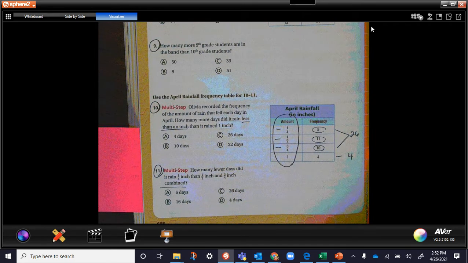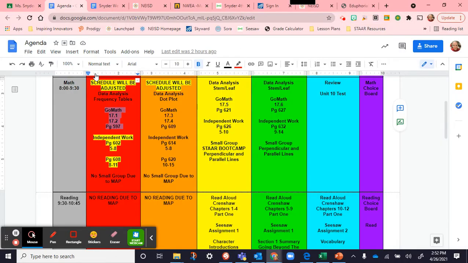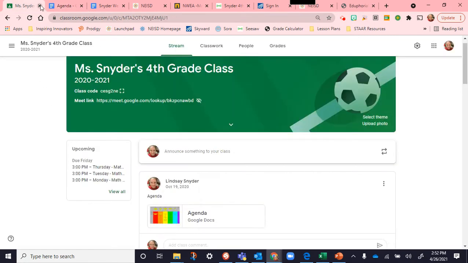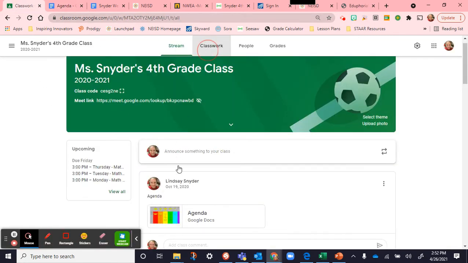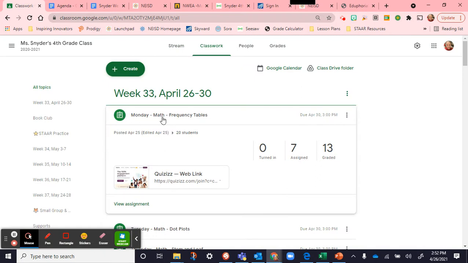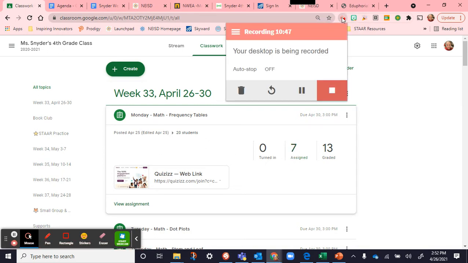Once you get all that filled out in your book, then you're going to go to Google Classroom and enter those answers in quizzes, which is on your classwork here. There's Monday math frequency tables. So go ahead, we've got 7 people missing. Get those in, and you're just typing in. I put the answer choices, so you're just typing them into that quizzes assignment.